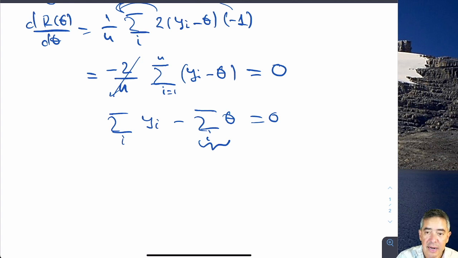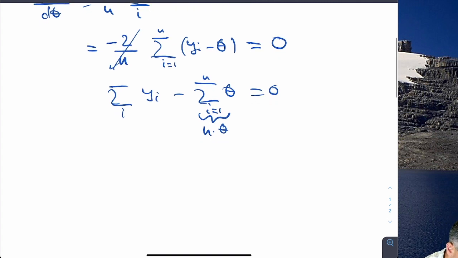Well, we have theta, which is a constant. It doesn't depend on i, so we're summing theta multiple times, the same thing. So how many times? Well, this is a sum for i running from 1 to n, which means that in here we have a total of n times the value theta.